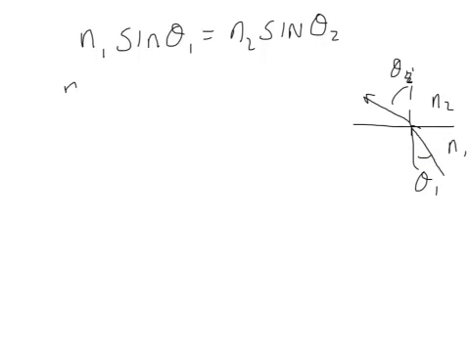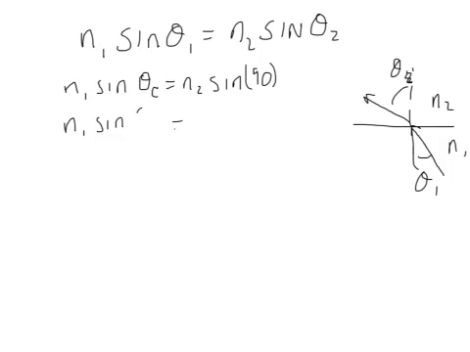So I can say that n1 times the sine of the critical angle equals n2 times the sine of 90 degrees. Now what is the sine of 90 degrees? It's 1. So I can say that n1 times the sine of the critical angle equals n2. So that tells me that the sine of the critical angle is going to be n2 divided by n1. Now, if this is the sine of the angle, you know that you're going to have to do an inverse sine in order to get theta critical, in order to get the critical angle.